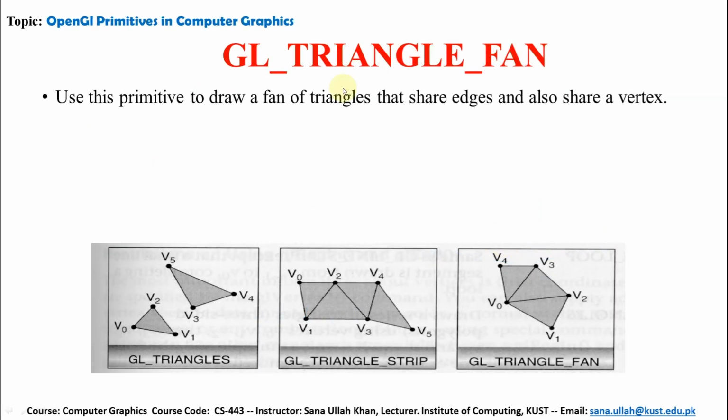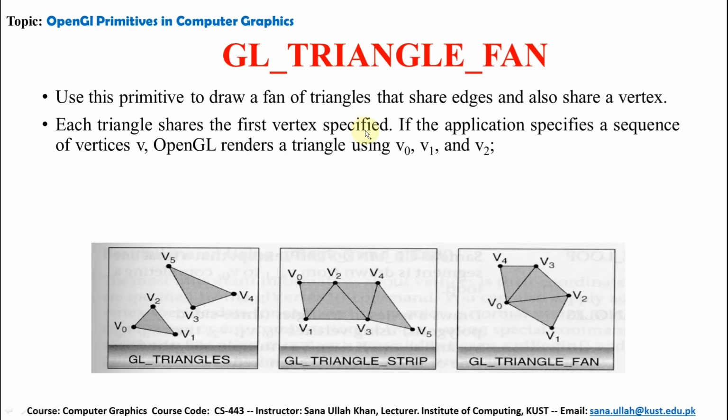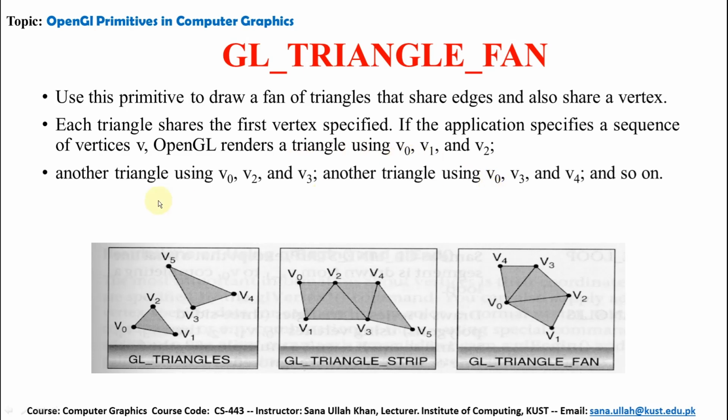Use the parameter to draw a fan of triangles that share edges and also share a vertex. Each triangle shares the first vertex specified. If the application specifies a sequence of vertices V, OpenGL renders a triangle using vertex 0, 1, and 2. Another triangle using vertex 0, 2, and 3. Another triangle using vertex 0, 3, and 4, and so on. So this is the triangle strip, and this is the fan triangle. Vertex 0 is shared with this triangle, this one, and this one.